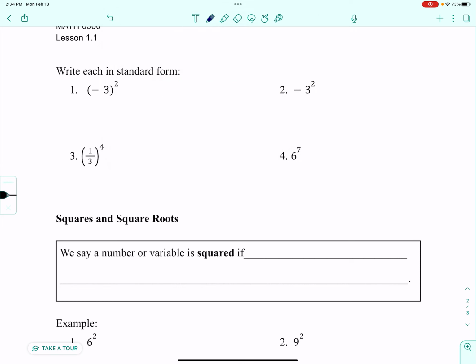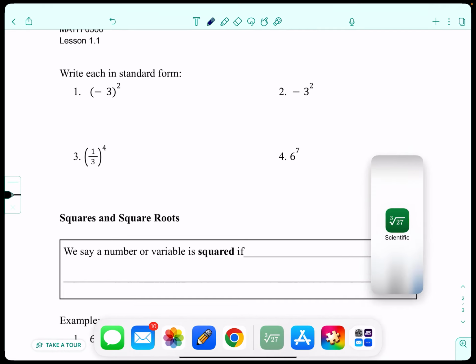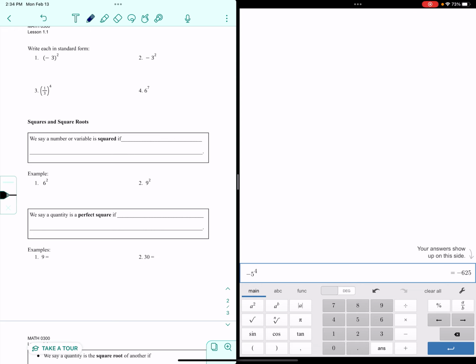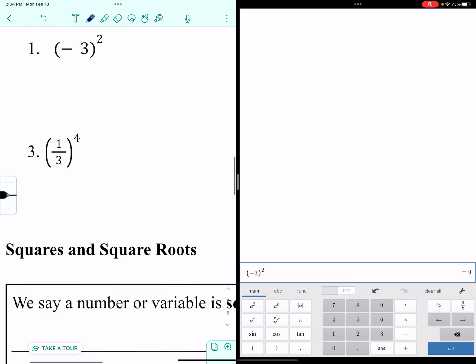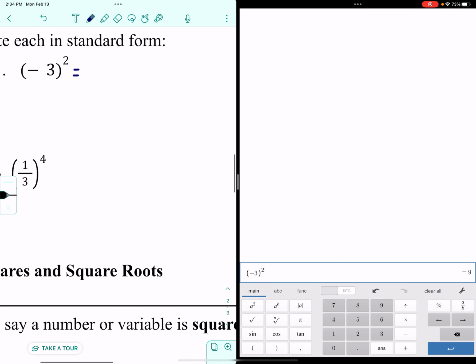Now we're supposed to write these in standard form. These aren't a huge deal. You can take these and plug them into Desmos very easily. You can type them in just like they look, parentheses and all. So -3 quantity squared is 9.